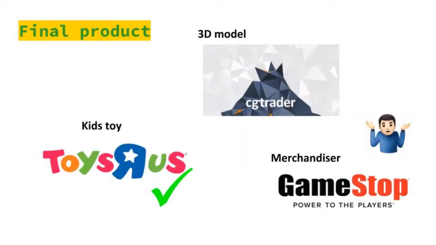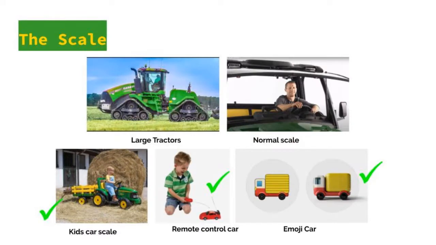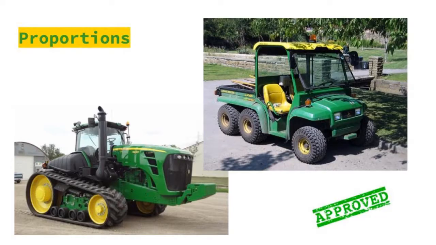And then I also asked myself about the final product. Is it a 3D model, or merchandise, or a kids toy? Until now I'm still thinking about that and I don't know exactly, but I'm more in the kids toy field. Regarding the scale, I didn't like the huge scales like large tractors, extra large, but I like those small cars for kids, or small remote control, or mini car emojis, so tiny and so baby.